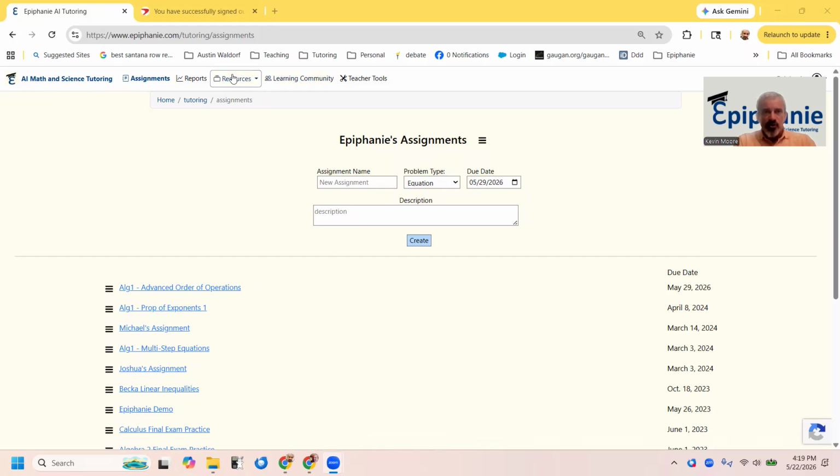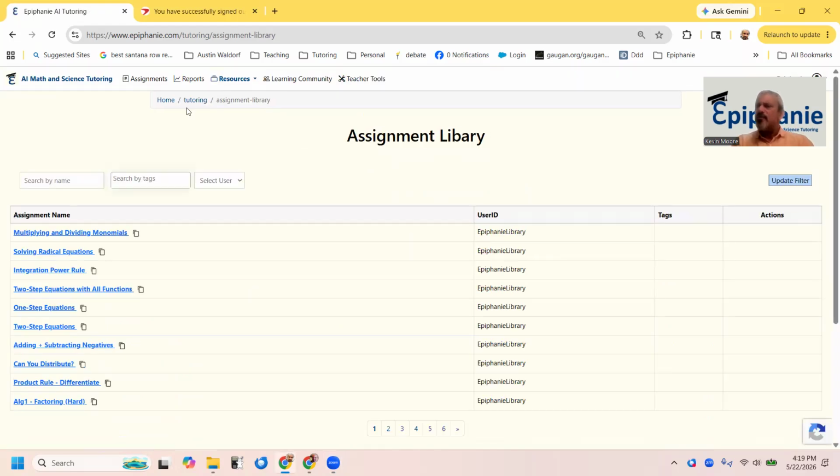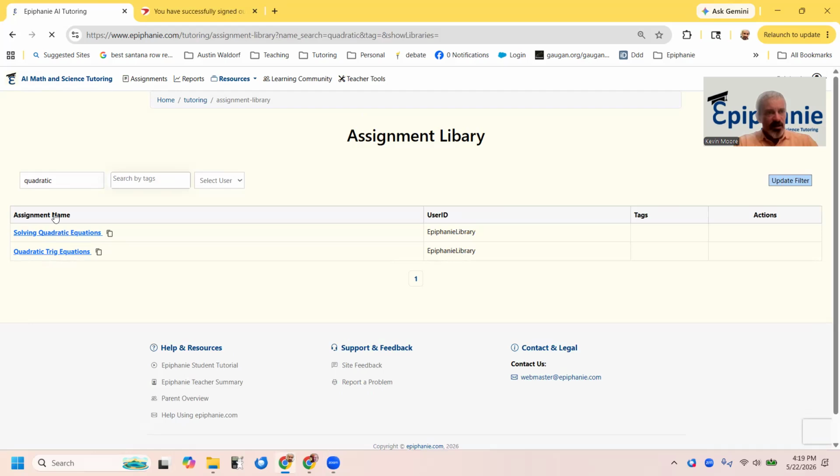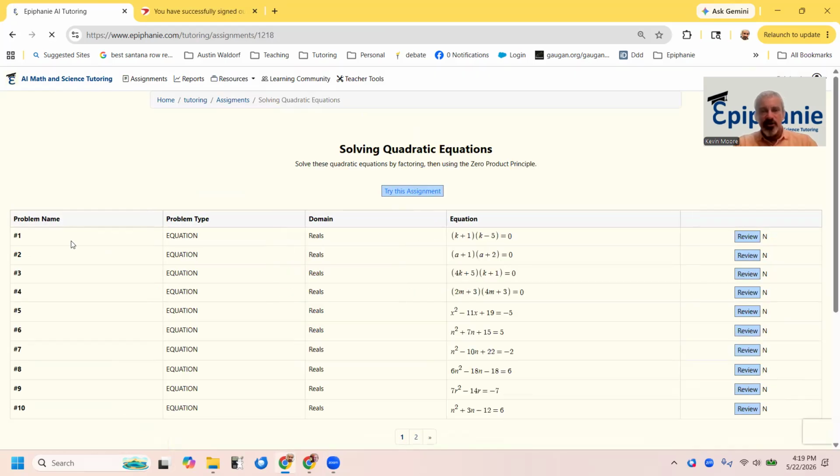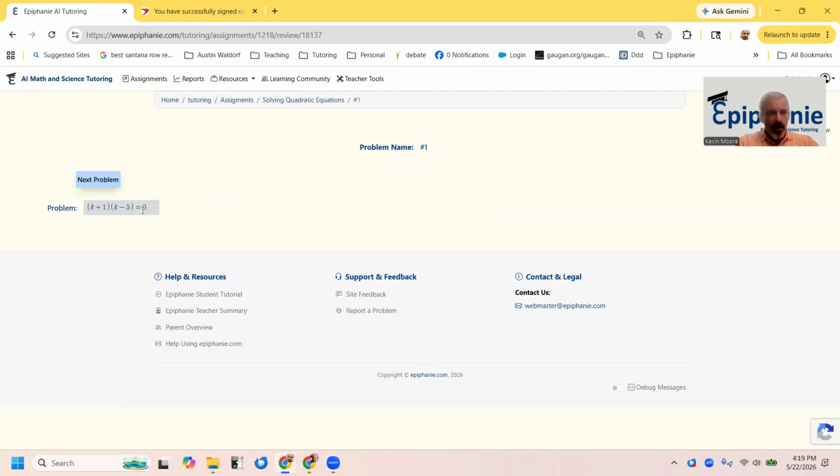We're going to start out by going to resources up here and the assignment library for Epiphany. We've got a bunch of assignments already in there, but you can also enter any of your own problems and solve them whatever way you want to. Let's start by looking for a quadratic equation problem set. Let's do solving quadratic equations. And I'm going to start off with this first one here. K plus 1 times k minus 5 equals 0.